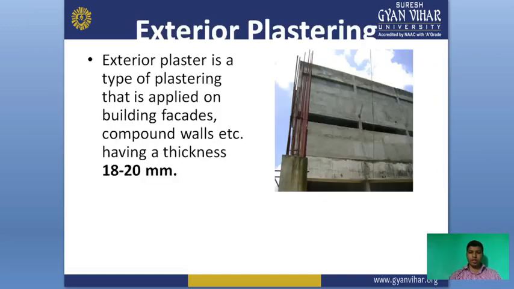This diagram shows the exterior plaster that is used in our projects, like apartments or any buildings. Exterior plaster is a type of plastering that is applied on the building facade, compound wall, etc. It has a thickness of 18 to 20 mm. It means exterior plaster is used on the outside surface area of any building, and the thickness should be 18 to 20 mm.